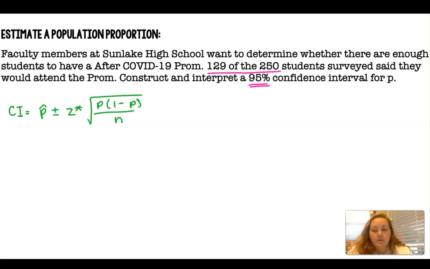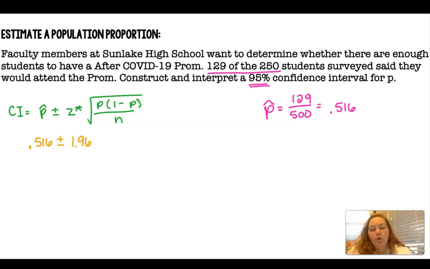So our confidence interval is equal to p hat plus or minus z star times the square root of p times 1 minus p over n. p hat would be 129 out of 250. That's our sample proportion, which works out to be 0.516. z star for 95% is 1.96.